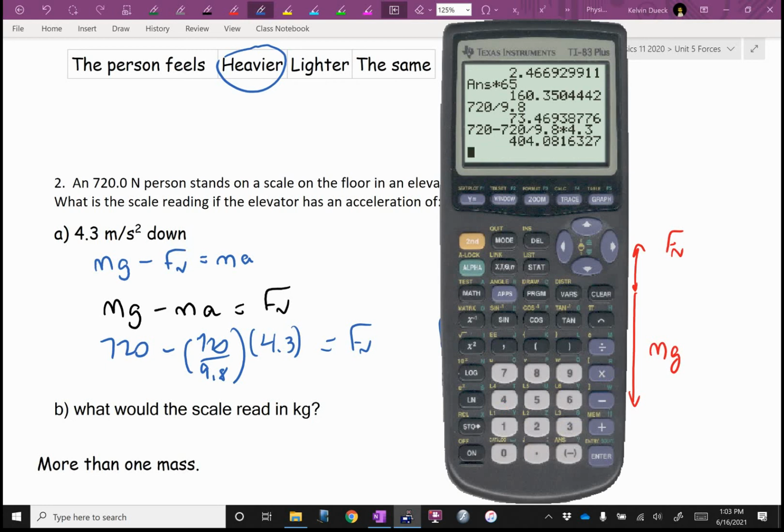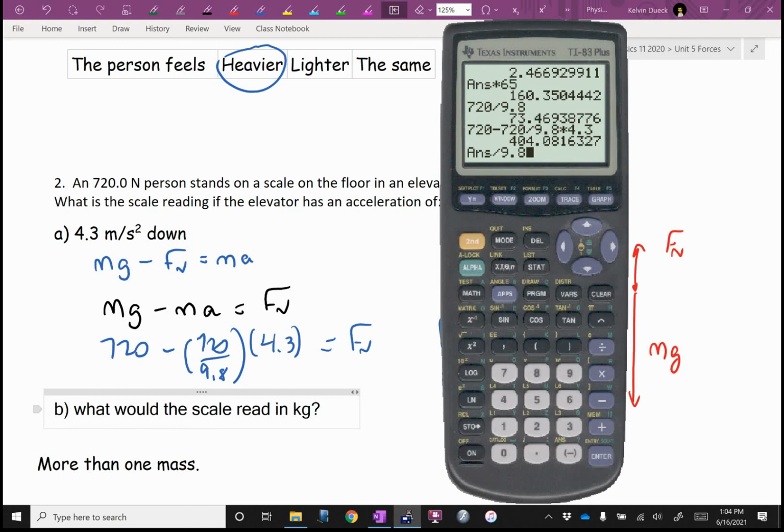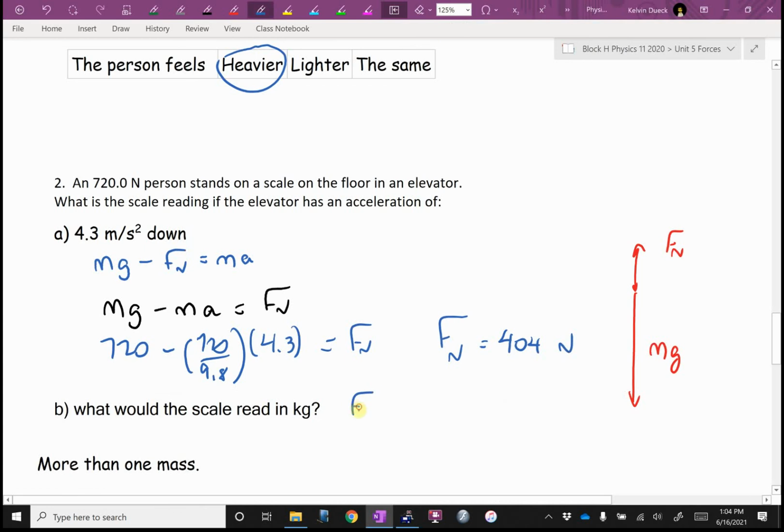What if I said good, there is a part B. Sorry. 404 newtons. What if I asked for the scale reading in kilograms, but not in newtons? How do I convert newtons into kilograms, at least here on the Earth? Divided by 9.8. So if it was an actual scale, not a physics scale, but a standard bathroom scale, it would read 41.2. Fn divided by 9.8, which was 41.2 kilograms.